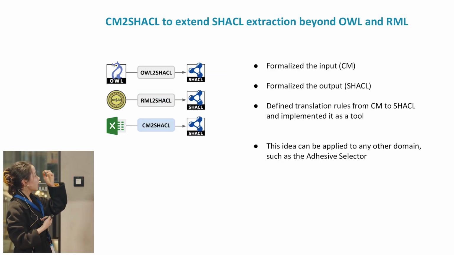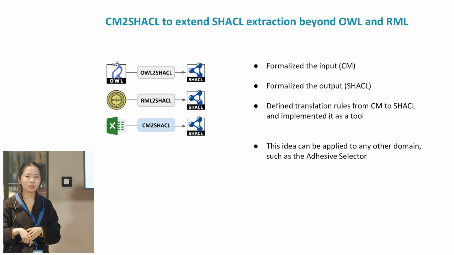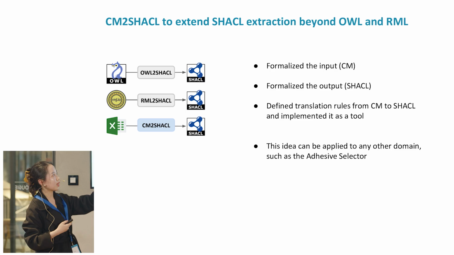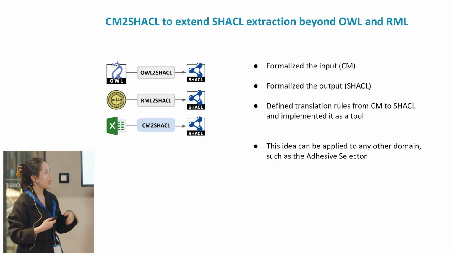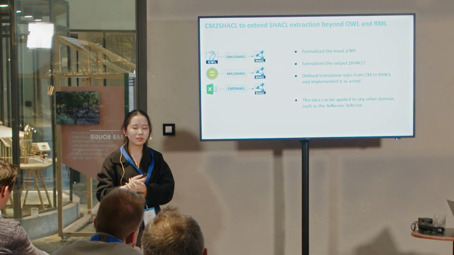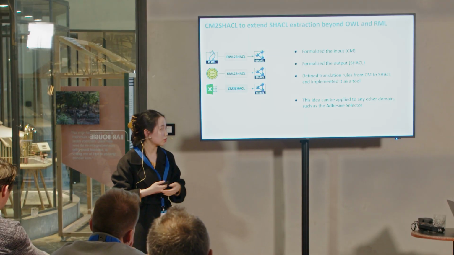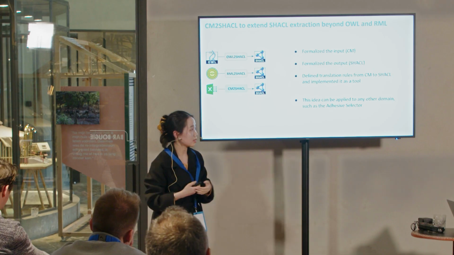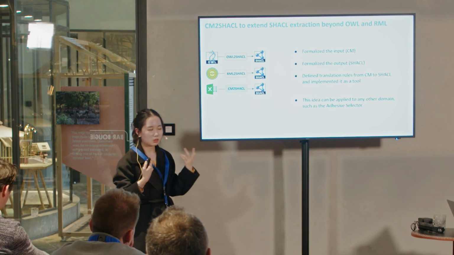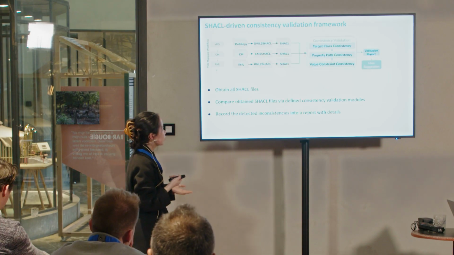For one artifact involved in the process, we noticed that the translator didn't exist. Thus, we formalize the translation process and finally generate SHACL shapes. This kind of idea can actually be applied to any other domain relevant to knowledge graphs, for example adhesive selection. Once you need to construct a knowledge graph, and once you need to ensure the data quality, you can use this way.